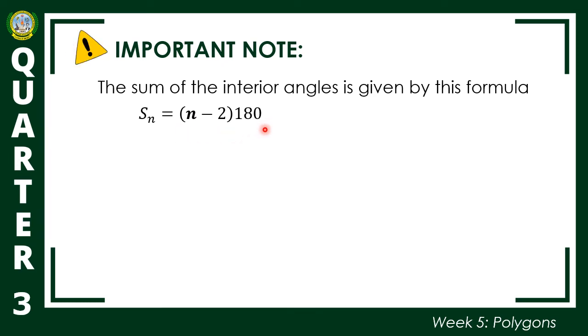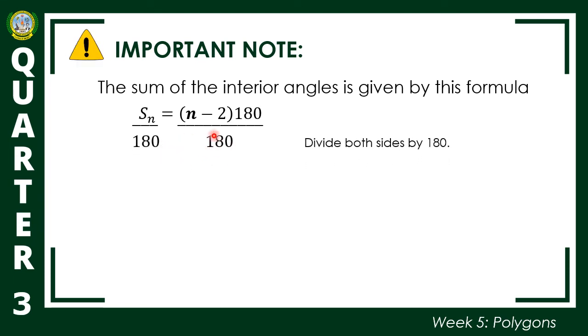First step is to divide both sides of the equation by 180 degrees. So, mangyayari po, makakancel po yung 180 dito sa right side. Ang matitira na lang ay S sub n over 180 equals n minus 2.